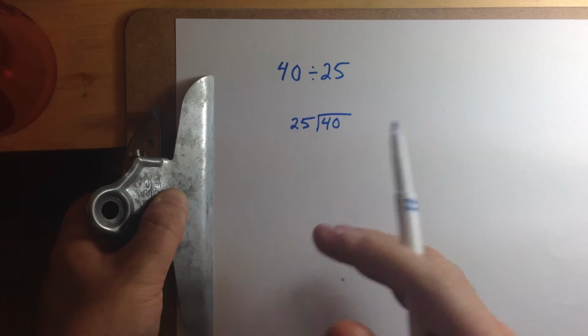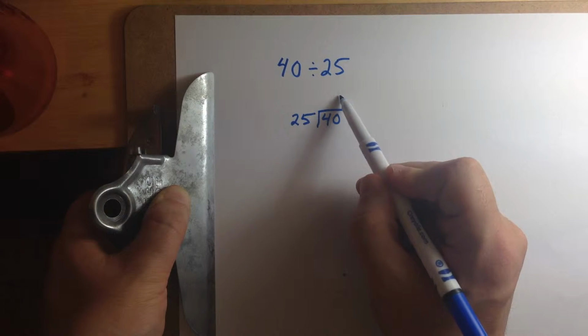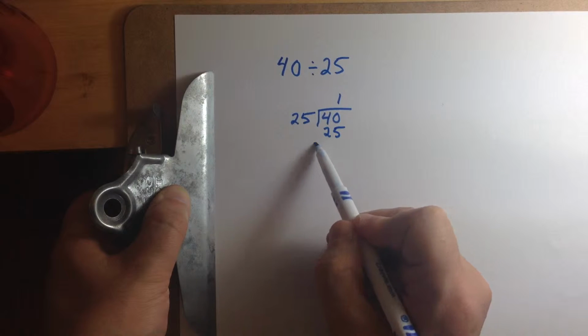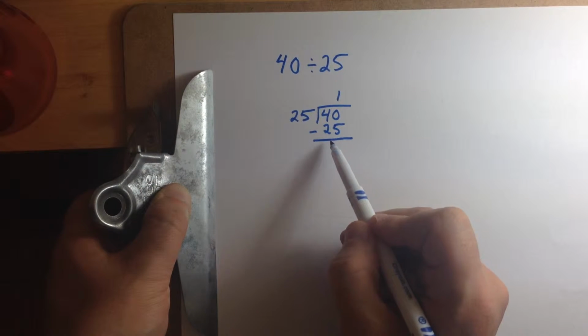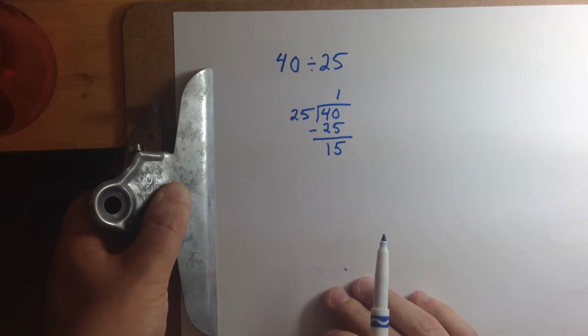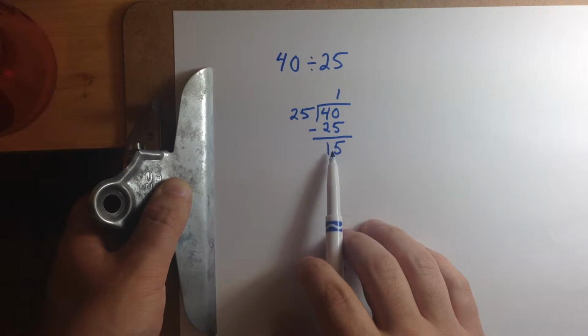It can't go in there two times because 2 times 25 is 50. So we know that it goes in once. So 1 times 25 is 25. We subtract these numbers, and we get 15. Okay? So then we look at this and we say, well, 25 can't go into 15.